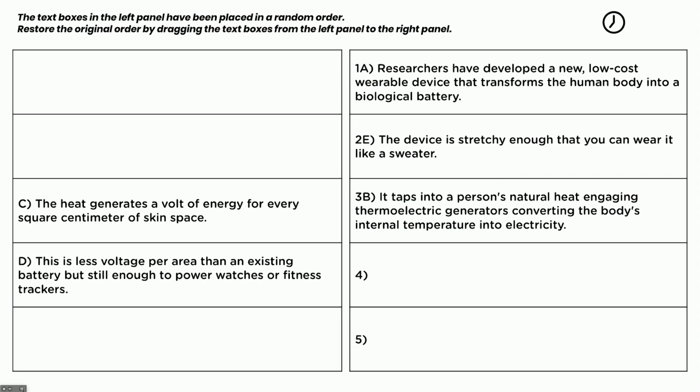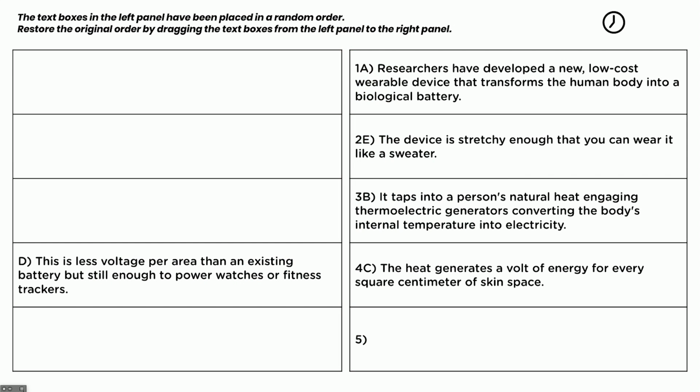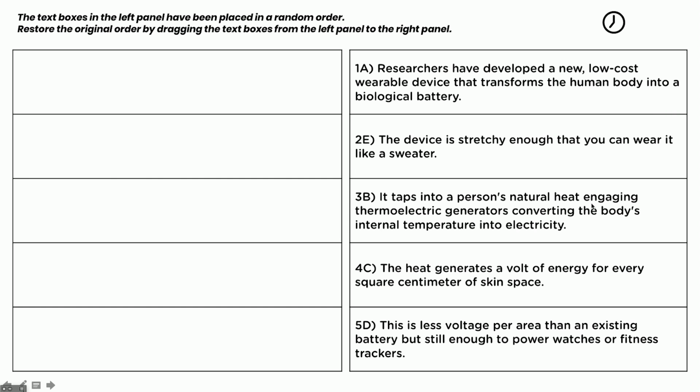Number 4 then would be: the heat generates a volt of electricity for every square centimeter of skin space. Cool, and this is less voltage per area than an existing battery, but still enough to power watches or fitness trackers. So, my friends, the answers are A, E, B, C, and D.